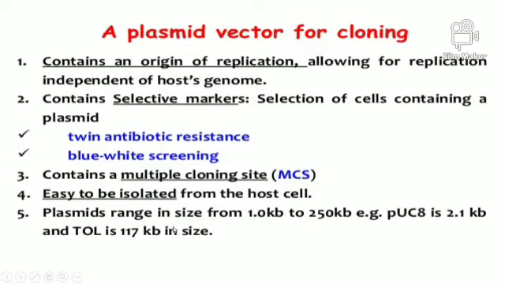Okay, so a plasmid must have the origin of replication. It must have the capacity to replicate independently in the host. It must have a selective marker. It contains the multiple cloning site. It is easy to isolate from a host cell, and plasmid vectors range in size from 1 kb to 250 kb.